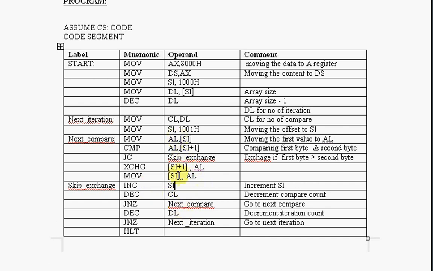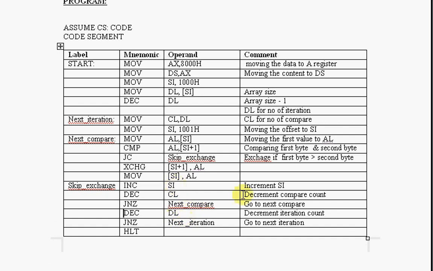Once you have done that, you increment SI and decrement CL because one compare is over. Then jump on no zero. Upon this comparison, you are checking whether it is not zero. If it is not zero, then more compares are still to be done, so go to the compare again. SI has already been incremented. Now SI is 1002 and 1003 are being compared, and so on and so forth. That happens until getting 0. Once it is 0, it shows that all comparisons and the first iteration are over.